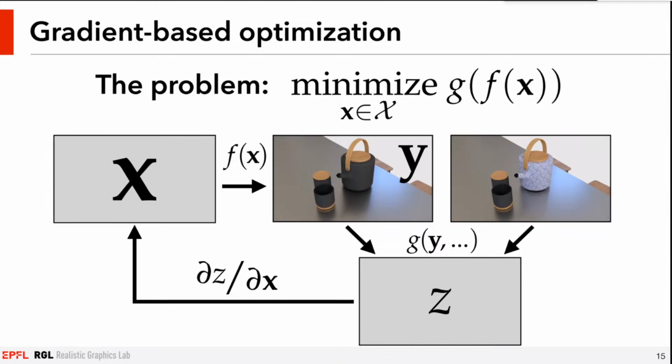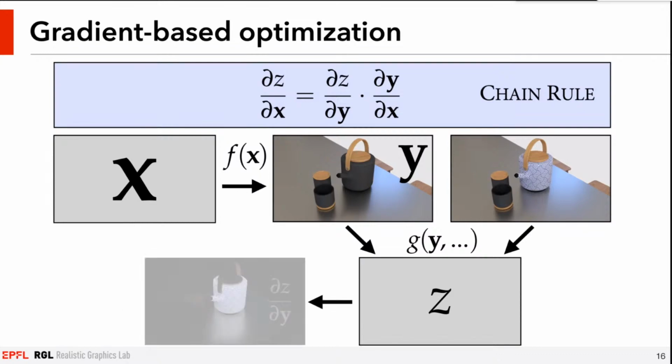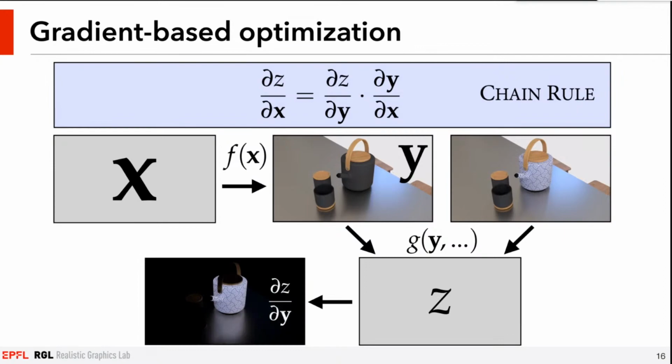And in that case, we can make use of something that's called the chain rule. So the chain rule allows us to partition this differentiation process into differentiation of two separate functions. So first, we differentiate the outer function and then the inner function. And so what that means here is that, first of all, we differentiate the objective function, and that gives us an image that looks kind of like this.